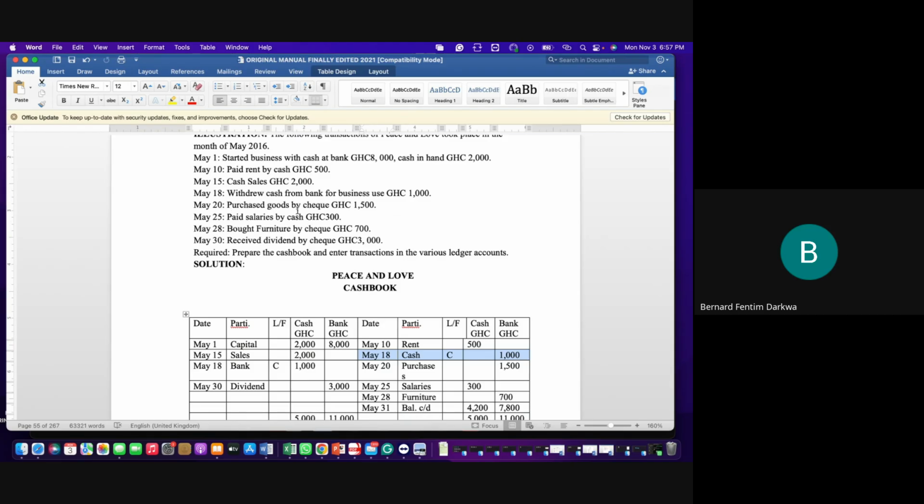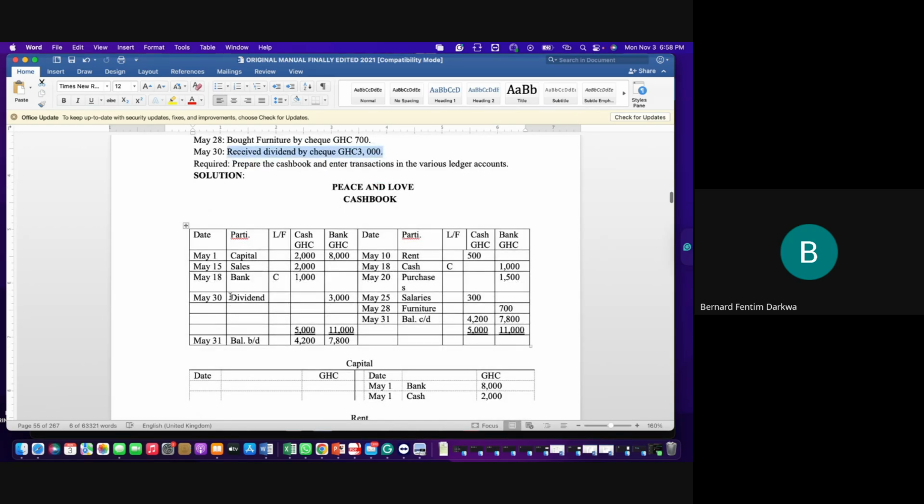Purchase goods by check, pay salary by cash, bought furniture by check, receive dividend by check. So you are receiving dividends by check, 3,000. Ask yourself, there are two accounts involved: dividend received account and bank account. Which one is receiving? You are receiving dividend by check, so bank is going to receive. So you go to the bank column, write dividend here, then you debit bank 3,000, then credit dividend received. That is that. Very simple.